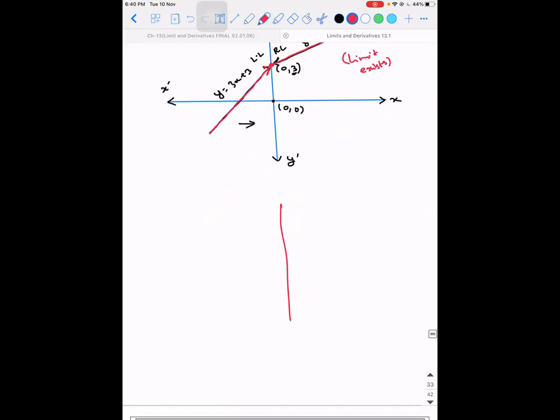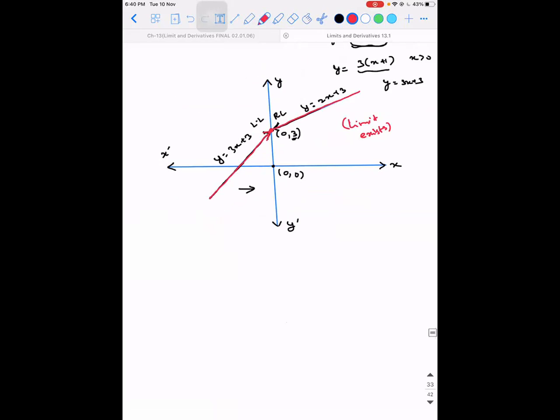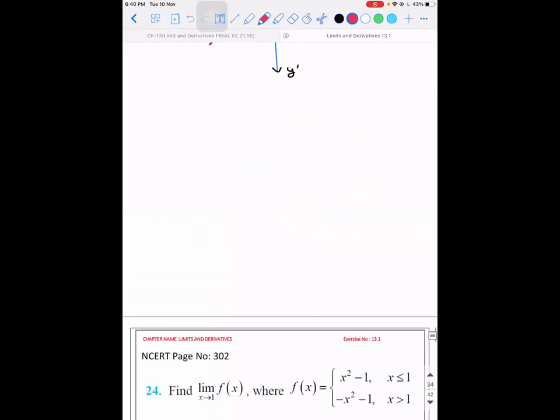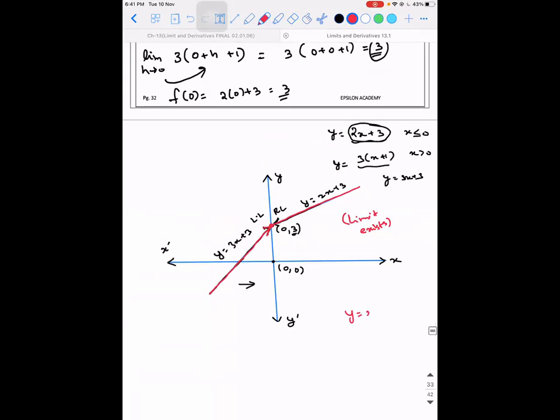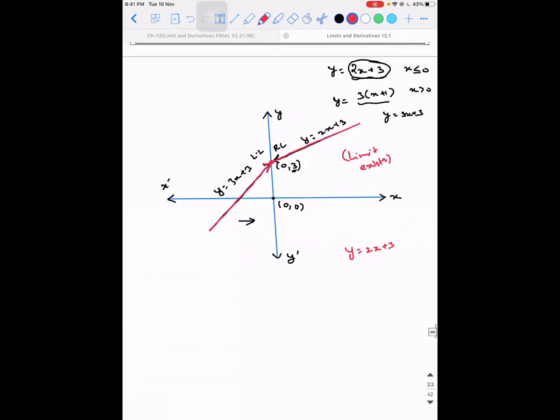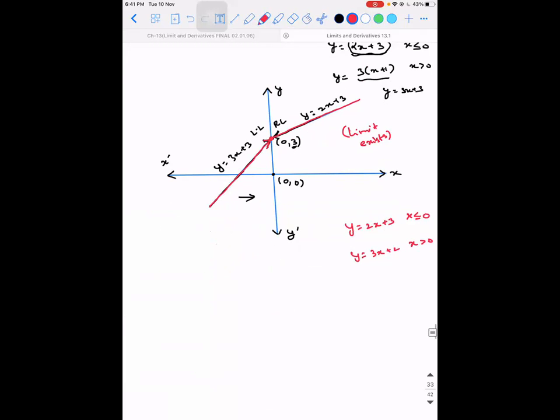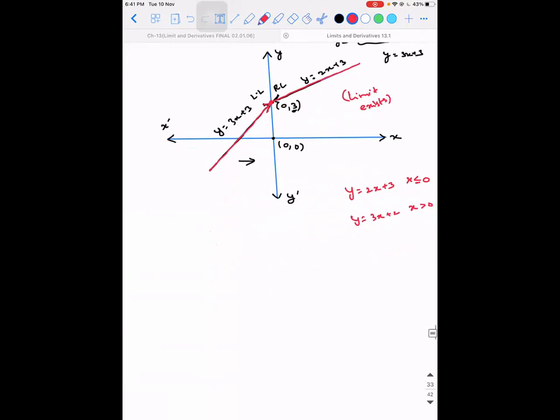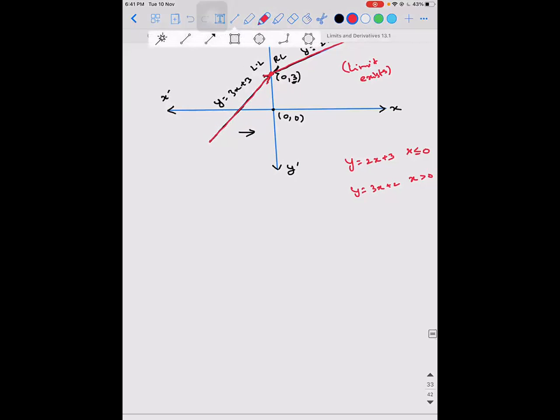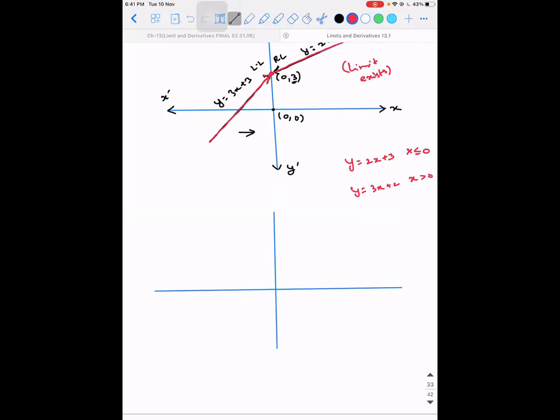Whereas sometimes what will happen is, for example, if I change the question like this, if the question was given like this, y is equal to 2x plus 3 and y is equal to 3x plus 2. This is for x less than or equal to 0. This is for x greater than 0. Okay. Now if I try to plot the graph, what is going to happen?